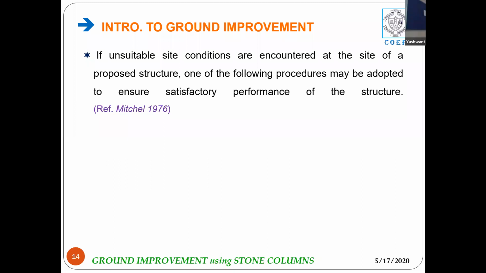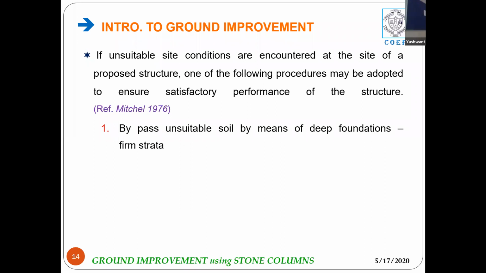So in that case, Professor Mitchell in 1976 suggested various measures so that, if they are adopted, soils with poor capacities or strength can be enhanced. So what do you mean? The first measure he suggested is to bypass the unsuitable soil by means of deep foundations. That means you take your foundations, bypass the soft soil strata, and rest your foundations on the firm strata.